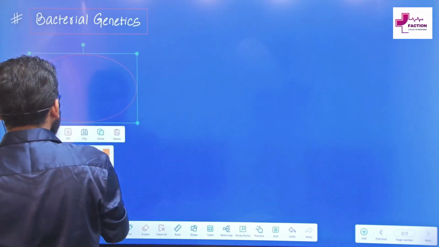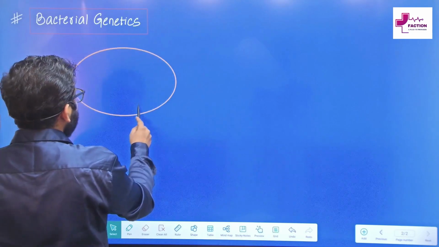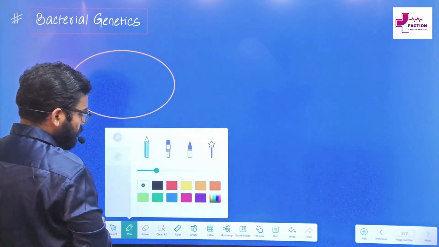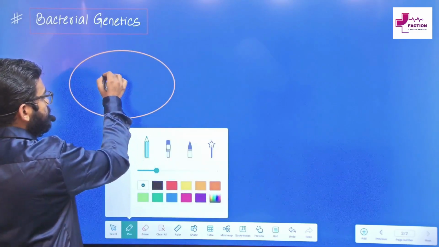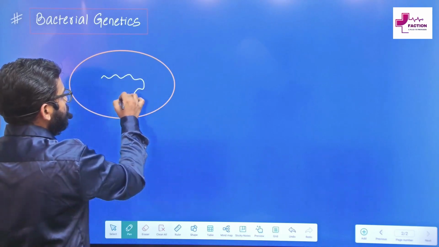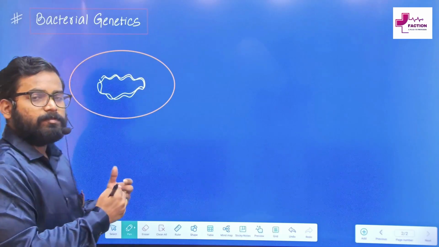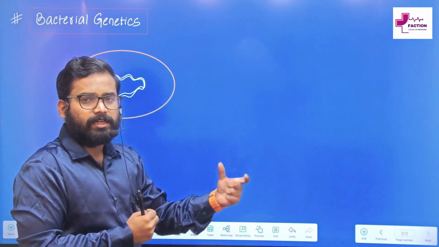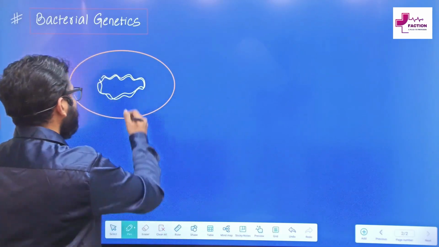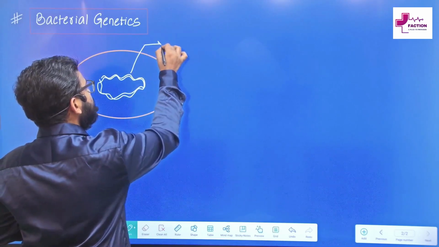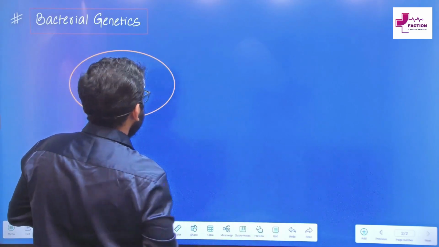First, regarding bacterial genetics, if we look into a bacterial cell, say this is a bacterial cell, we know this cell does not have any nucleus. There is a chromosomal DNA, or the main DNA, present in the cell, and there might be some other extrachromosomal DNA which we call plasmids. So say this is the chromosomal DNA.